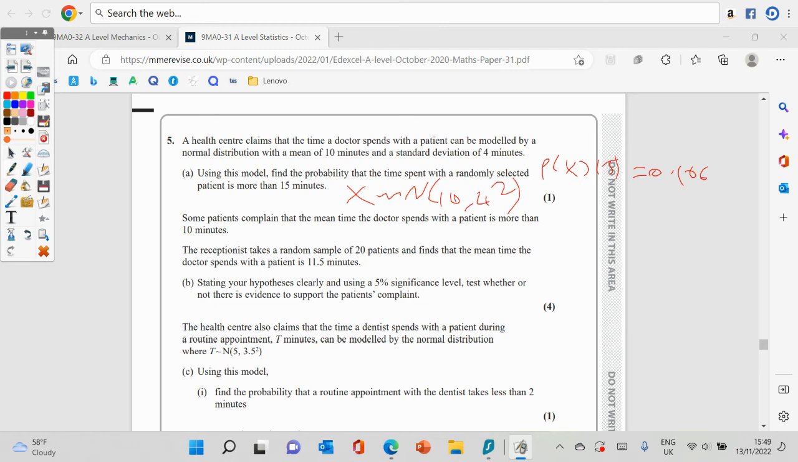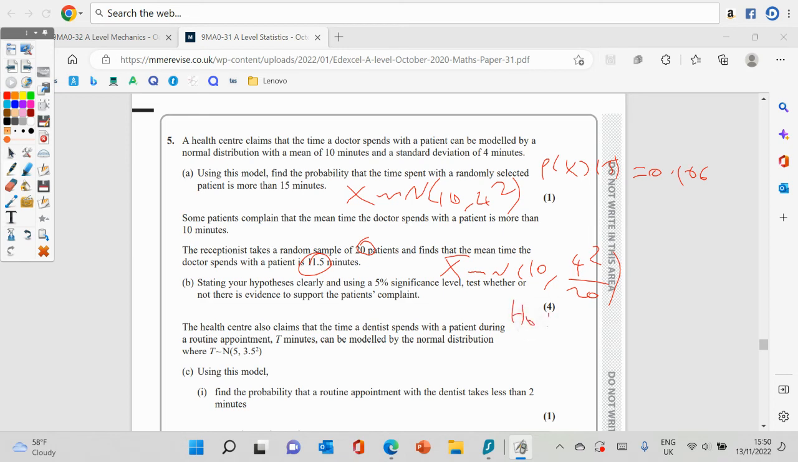Cool. Part B, setting your hypothesis clearly and using a 5% level of significance, test whether or not there is evidence to support the patient's complaint. Now, sample of 20, 11.5 minutes for the mean. Useful, because then I can get the sample mean, X bar, is normally distributed N(10, 4 squared over 20). You've got to be careful there. It's the standard deviation squared over n.